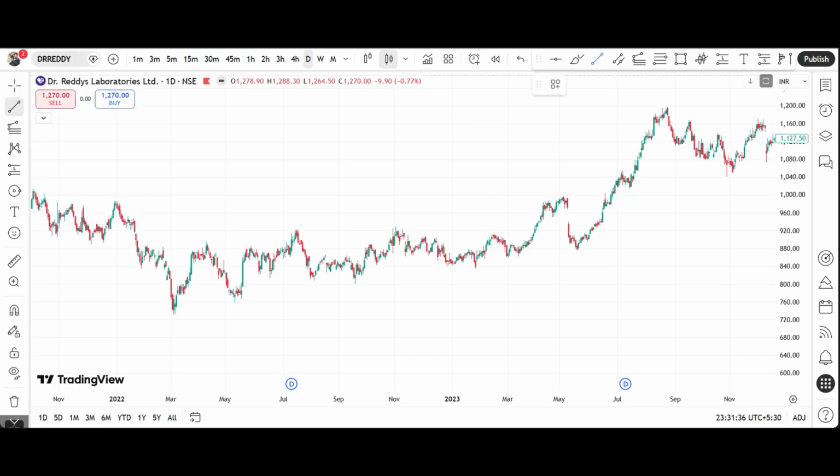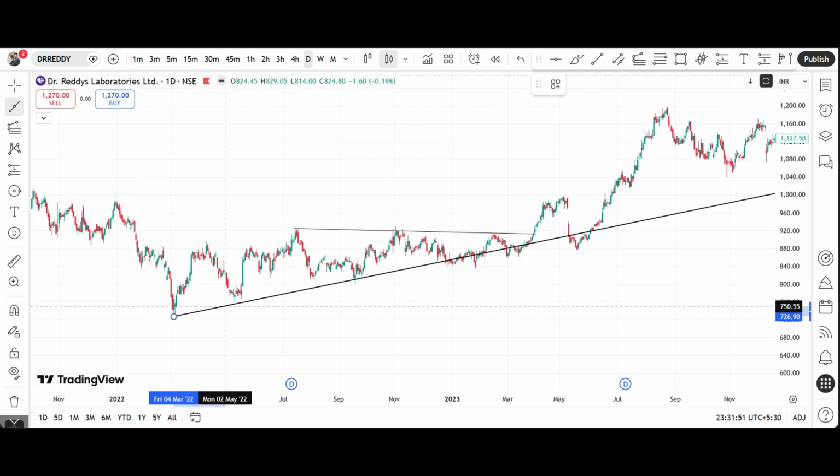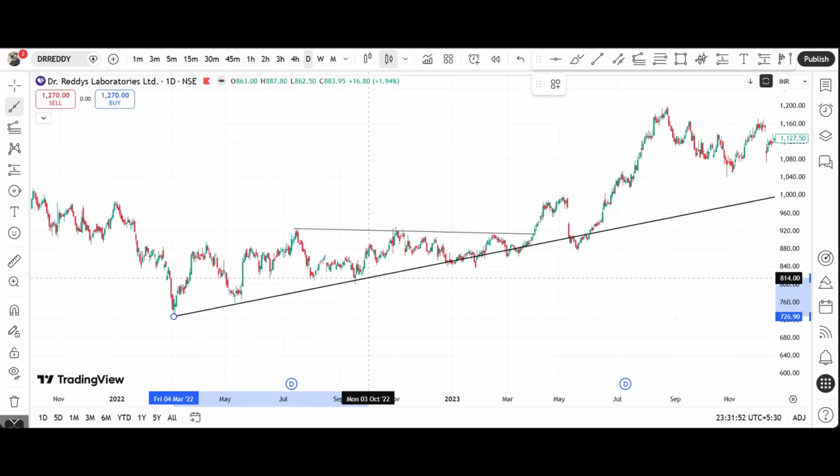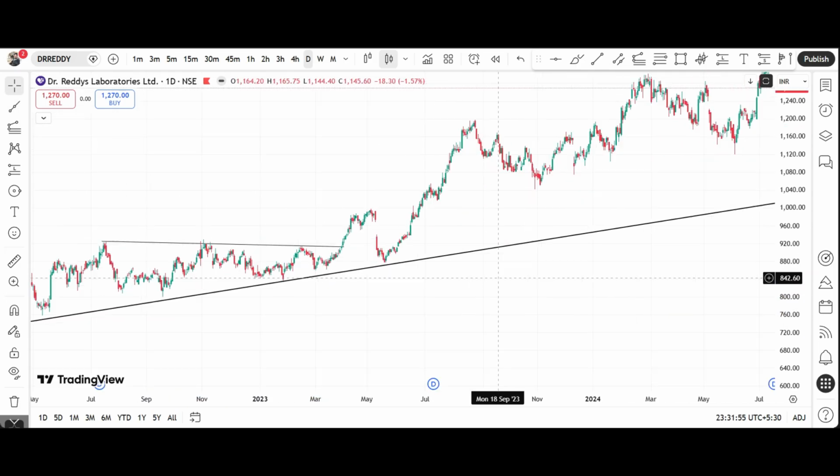Most used trendline tools in trading. Trendline: a trendline is used to connect highs or lows on the chart to identify the market direction and trend strength. Ray: a ray works like a trend line, but it extends infinitely in one direction. Traders use it to project future support or resistance areas.